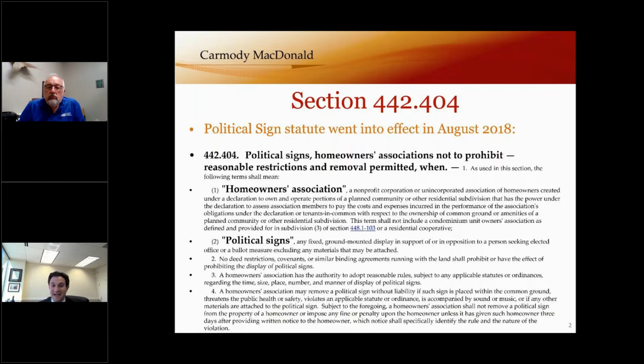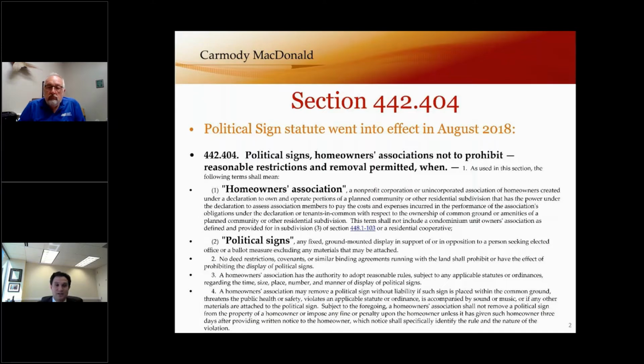And so looking down, what it says is you can't have a deed restriction, so you can't have something in your declaration or indenture for your community that prohibits or has the effect of prohibiting political signs. So what that means is if you've got a sign restriction in your indenture, that sign restriction is valid, but you have to allow for political signs based upon this statute. You can't totally rule them out based upon a sign restriction.